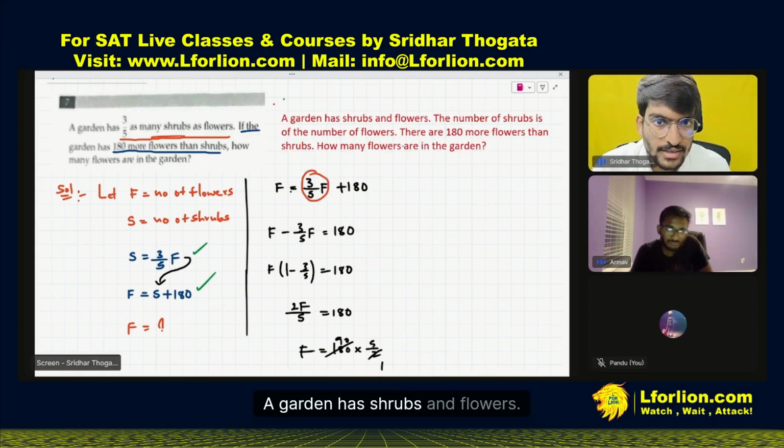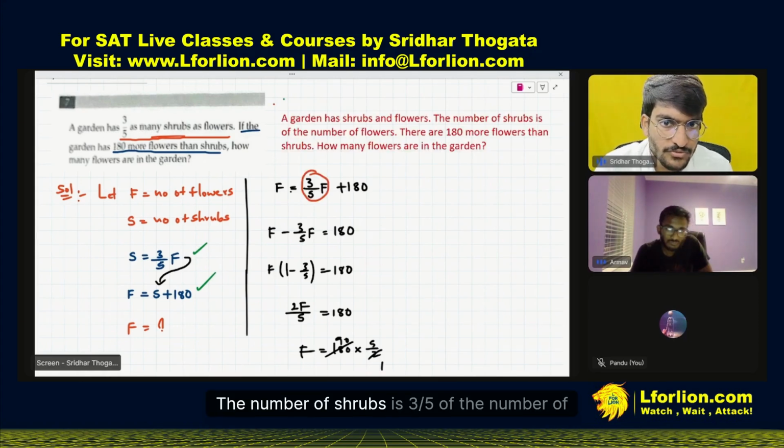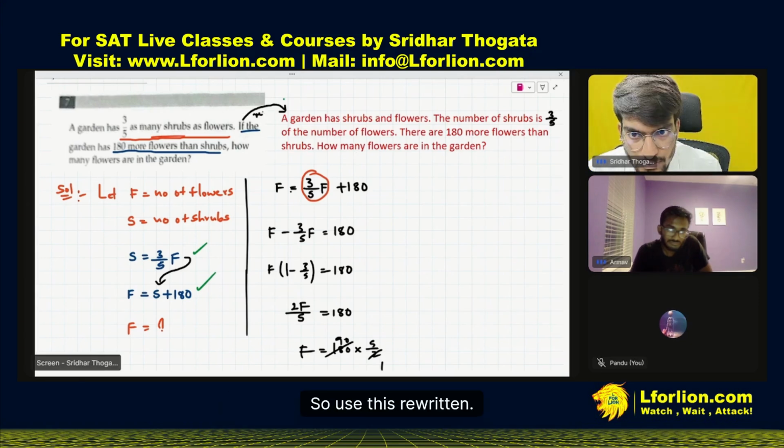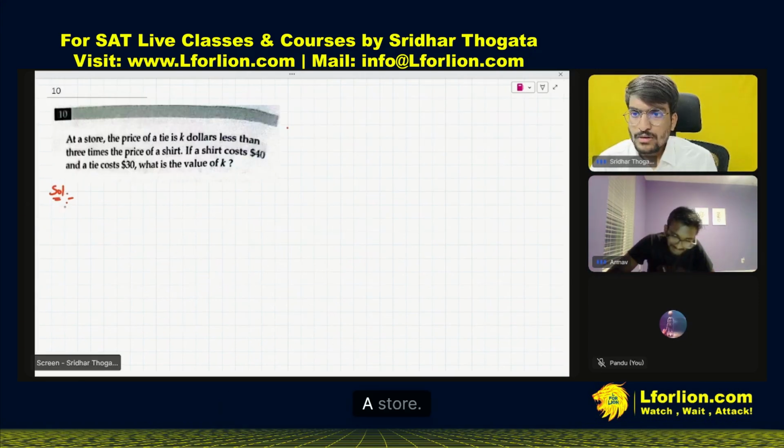A garden has shrubs and flowers. The number of shrubs is 3/5 of the number of flowers. There are 180 more flowers than shrubs. How many flowers are there in the garden? So use this rewritten form.